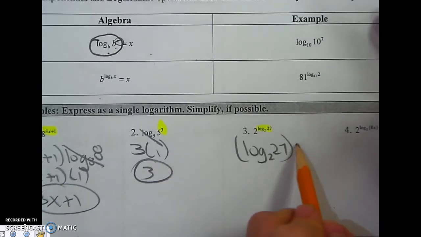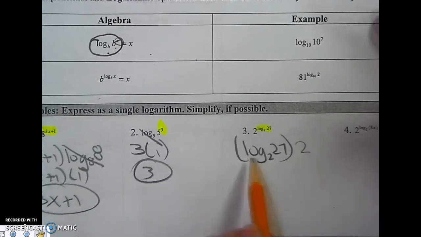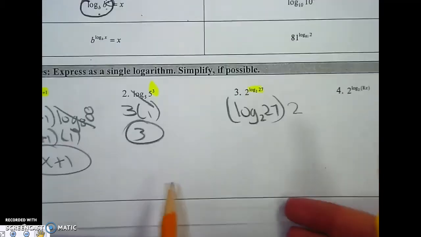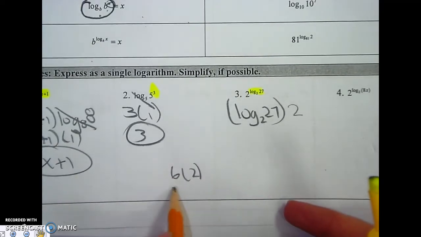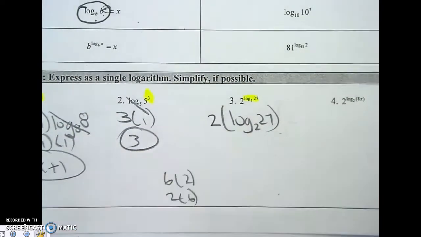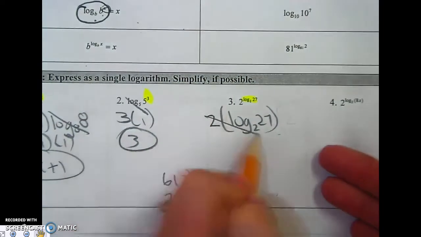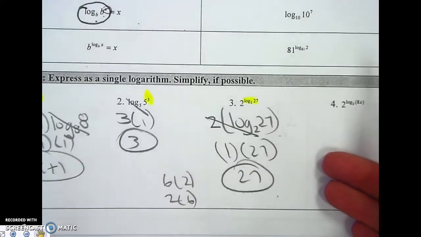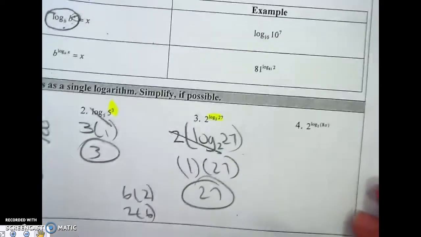But the problem is if you put a 2 here, then they're not close to each other to make it work. But when you multiply, if I had 6 times 2, that's the same thing as 2 times 6. So instead of putting it in the back, I'm going to put it in the front. And now 2 log 2 is 1 times 27 is 27. Same thing here.